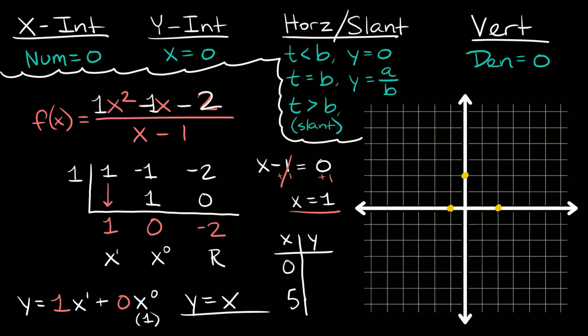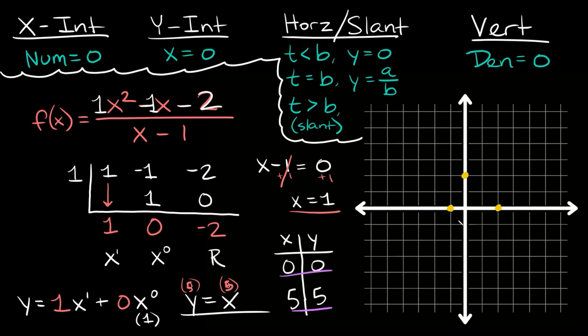So if we plug a 0 into the equation right here, a 0 is also going to pop out, right? So this first coordinate point we're going to have is 0, 0. And then if we plug in a 5 right there, a 5 is going to pop out, right? So then we'll also have this other coordinate point, 5, 5. So let's graph those 2 points. And let's use a different color this time.